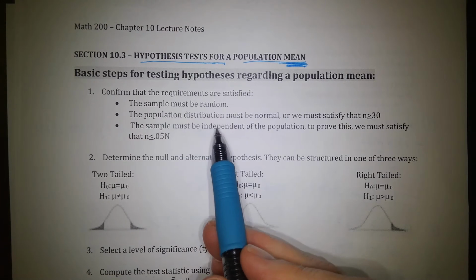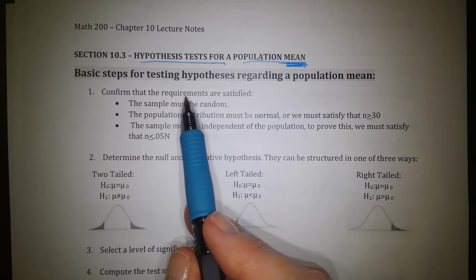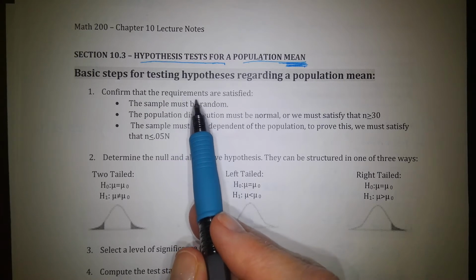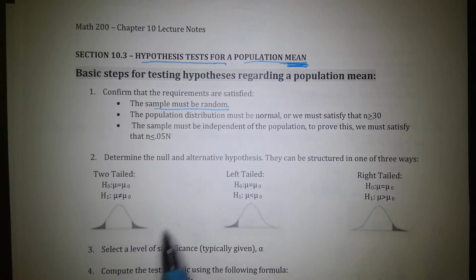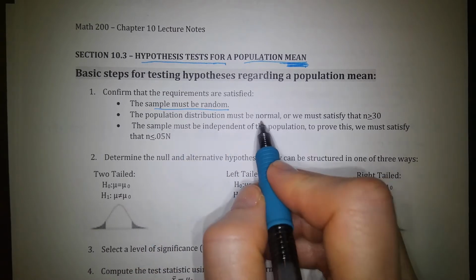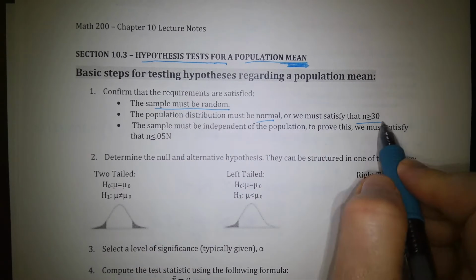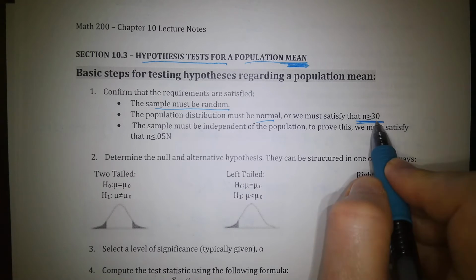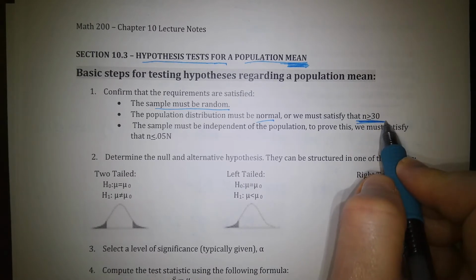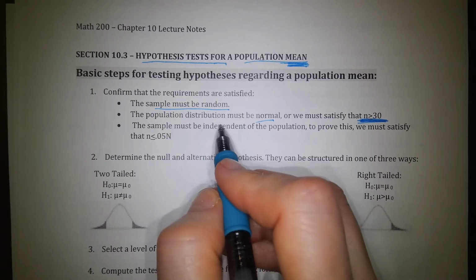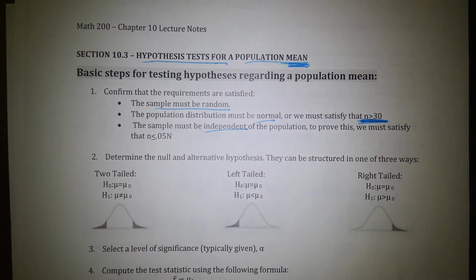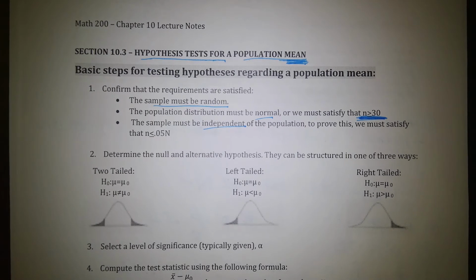So again, the basic steps are, first confirm your requirements. The requirements must be satisfied. The sample must be random, the population must be normal, or n has to be great enough so that the t distribution starts to look more and more like the z distribution. Also, the sample must be independent. So all of those three things have not changed from chapter 9 when we discussed those with confidence intervals.